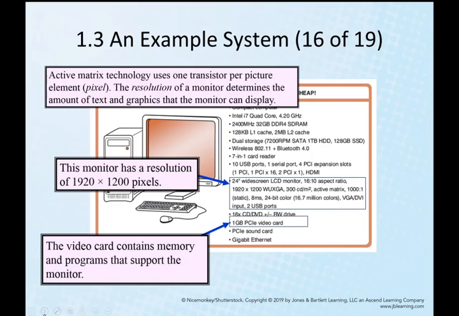Okay, then we have an LCD monitor here. It shows the resolution of the monitor, which is 1920 by 1200, and other information. And here we have a 1 GB PCI Express video card. It shows the memory of the VGA card or video card. More memory on the video card makes it faster.